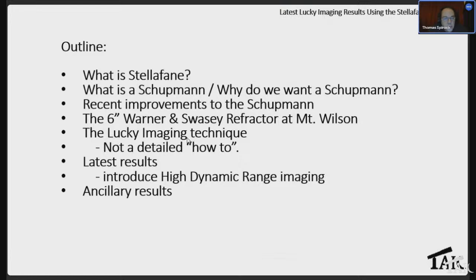Here's a brief outline. Very briefly, we'll talk about what is Stellafane for those who may not be familiar. What is a Schupmann telescope, and why do we want to use a Schupmann telescope? Some recent improvements to the Schupmann we've made. We'll very briefly talk about the 6-inch Warner and Swasey refractor at Mount Wilson. We'll very briefly go over the lucky imaging technique. It's not a how-to. There's just not enough time for that in one session. But I will be going over some details in the next month about imaging the moon. And then we'll show some latest results, introduce high dynamic range imaging, and then talk about some ancillary results.